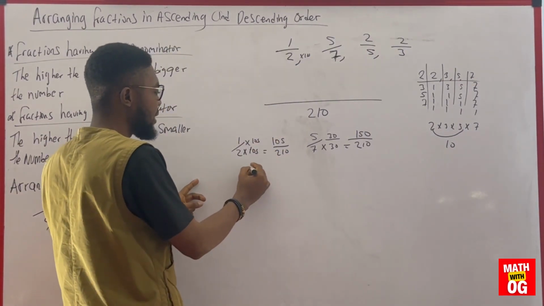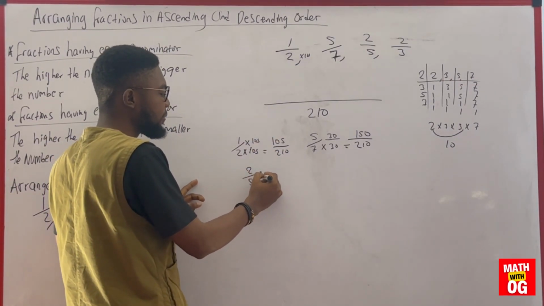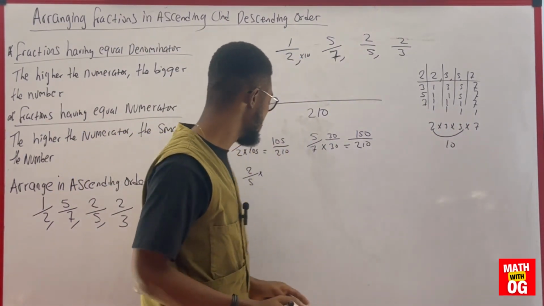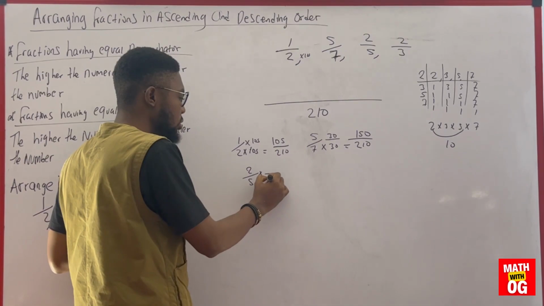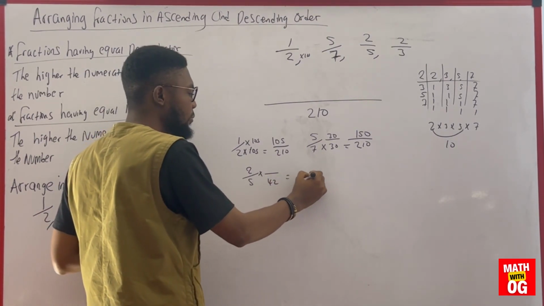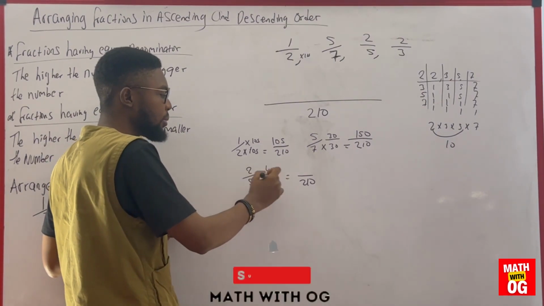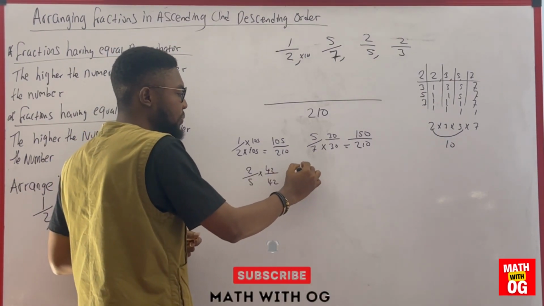Next, 2 over 5. What will I use to multiply 5 that will give me 210? This is 6 times 7, 42. It's simply 42. So I'll multiply it by 42, it will give me 210. Use that same 42 to multiply 2, and that will give me 84.